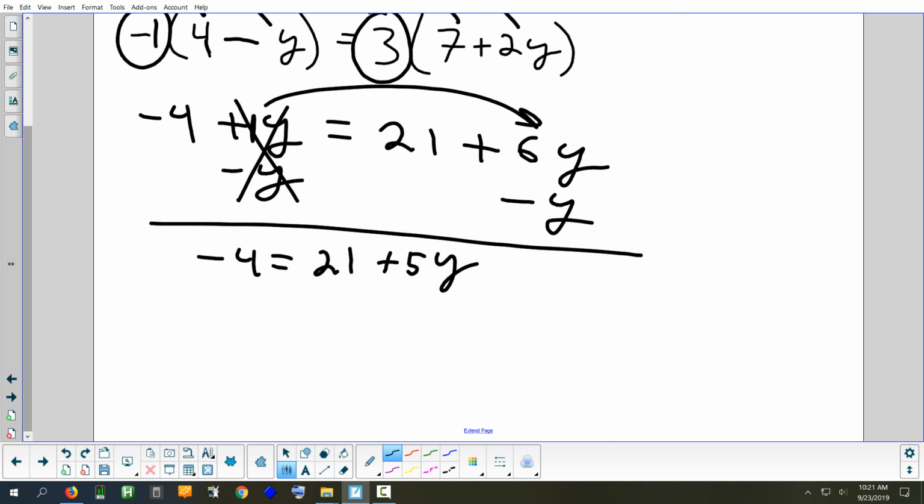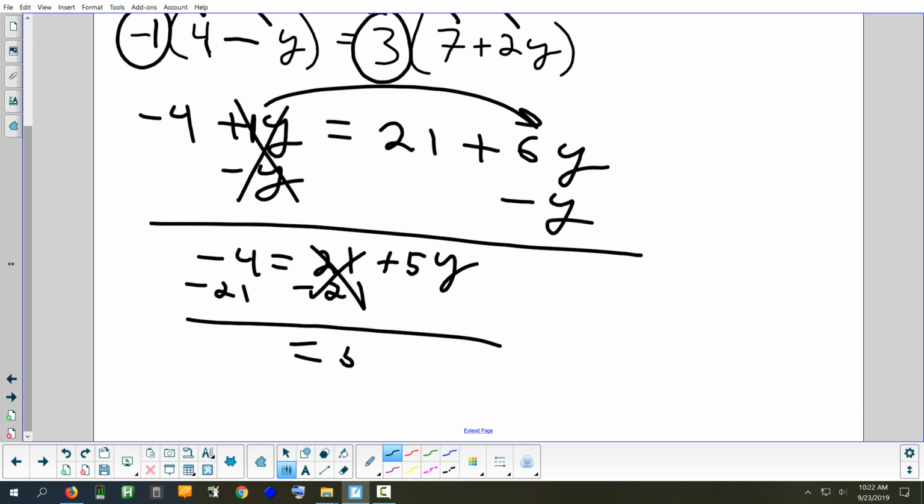Gianna, if I put my y's on the right, that means I'm going to put numbers without y's on the left. And Stephen, how would you move that 21 over? So you would subtract 21 from both sides. Yep. So now we're going to subtract 21. So we're not even at the multiply and divide step yet. Okay, we're still adding and subtracting.